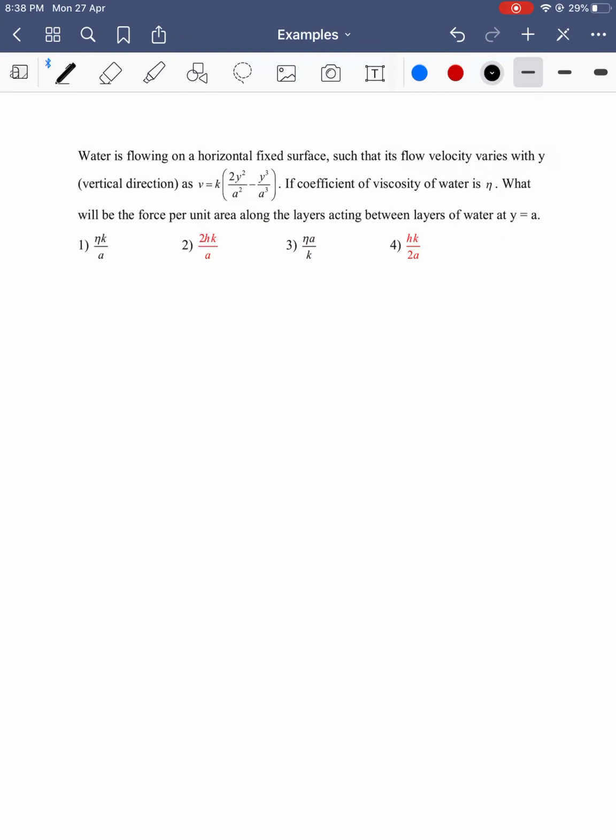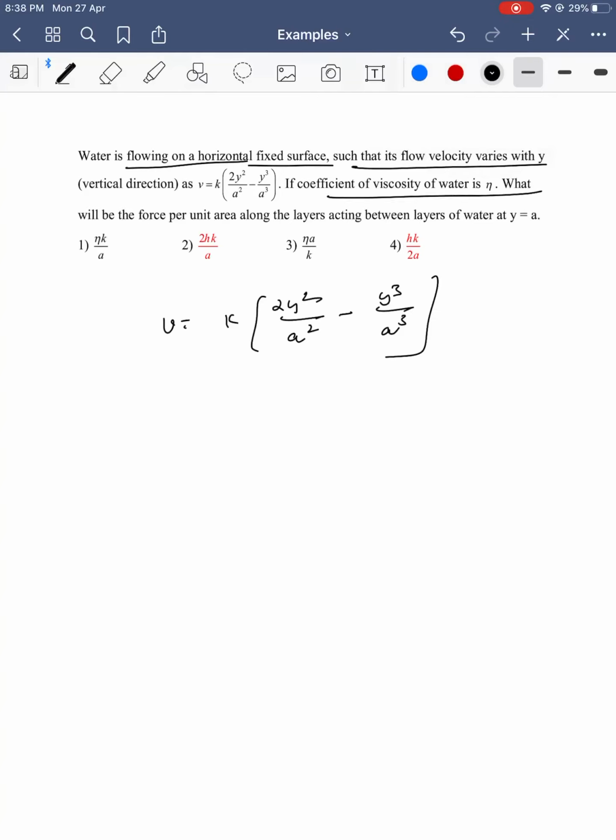Okay, let's go to the other question. Water flows on a horizontal fixed surface such that the velocity varies with y as v is equal to k into (2y²/a² minus y³/a³). The coefficient of viscosity is nu. What will be the force per unit area along the layers, acting between the layers of water at y is equal to a? Unit area means A is equal to 1 meter square.